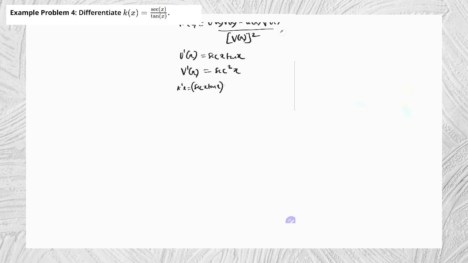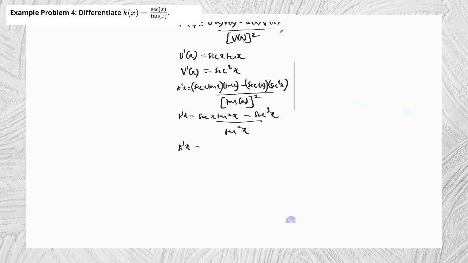So once you substitute all the values you got into the quotient formula, you arrive at sec x times tan x minus sec x times sec square x, divided by tan x squared. So once you simplify the numerator, you arrive at sec x tan square x minus sec cube x divided by tan square x. Now, you can actually factor out sec x, and once you do that, you arrive at sec x times (tan square x minus sec square x) in brackets divided by tan square x, and that's your final answer.